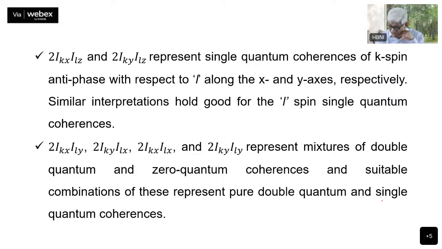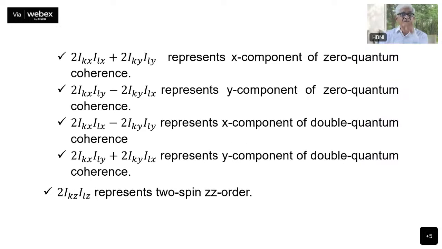Sorry, this is not single quantum, this is zero. Pure double quantum and zero quantum coherences. Okay, this is the mixture already written there. Suitable combinations of these represent pure double quantum and zero quantum coherences. Okay, that's what is written here again.